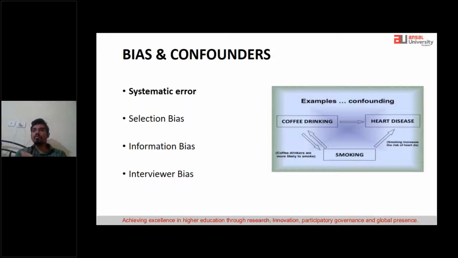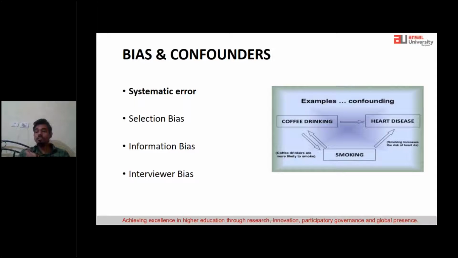Information bias especially happens where questionnaire based studies are happening. If you have given me a questionnaire to fill, I may not give you the relevant information, and I may not give you the true information. I will hide the information which I want to. So that is what information bias is.